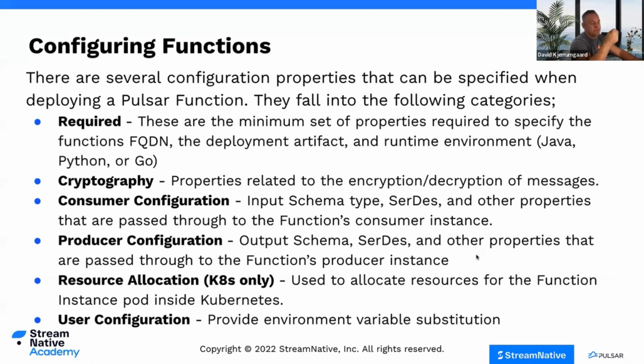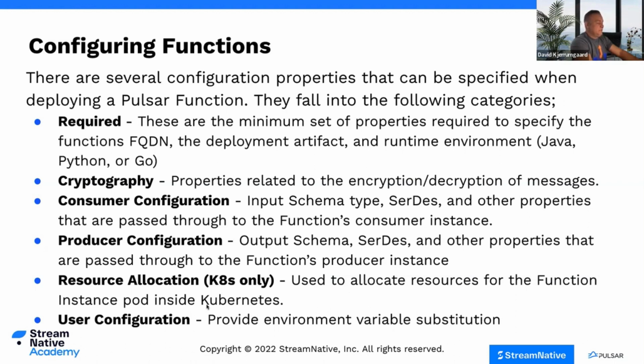Basically everything that's available in your client API is available here. You can pass them through to create these producers and consumers that are created for you automatically under the covers. There's some resource allocation. Again, these are only honored if you're deploying to Kubernetes. So you can say, when I'm creating my pod to run this function in, I need this many CPUs. I need this much RAM. I need this much disk if that's something you want as well. And then when it deploys the pod, it goes out to the scheduler, grabs those resources and makes sure those resources are allocated to the pod running the Pulsar function.